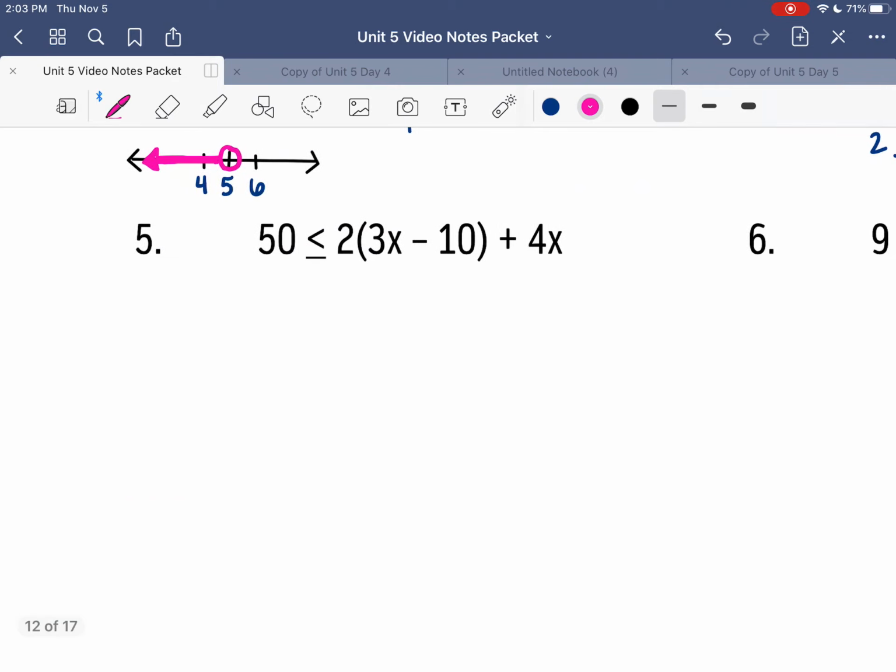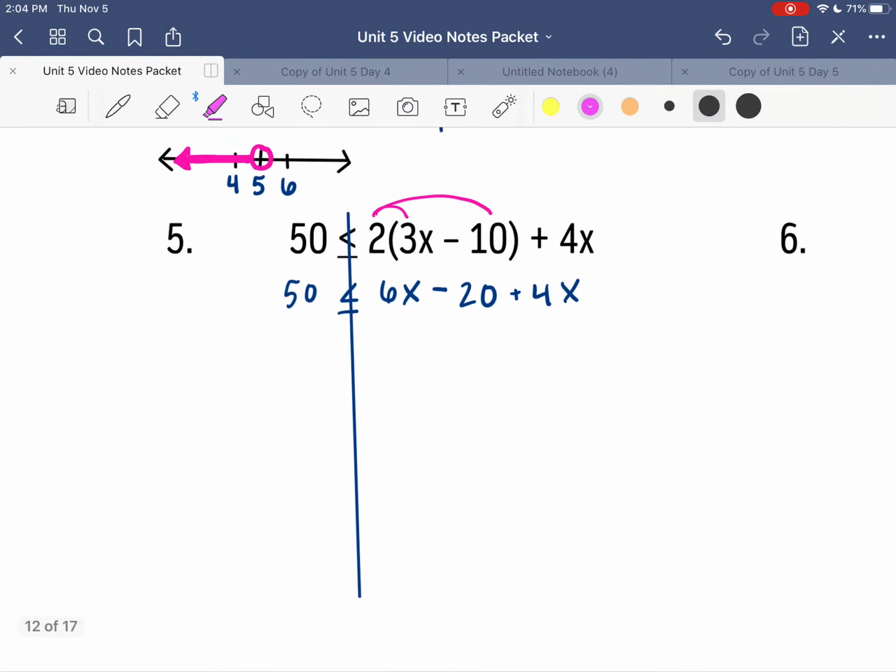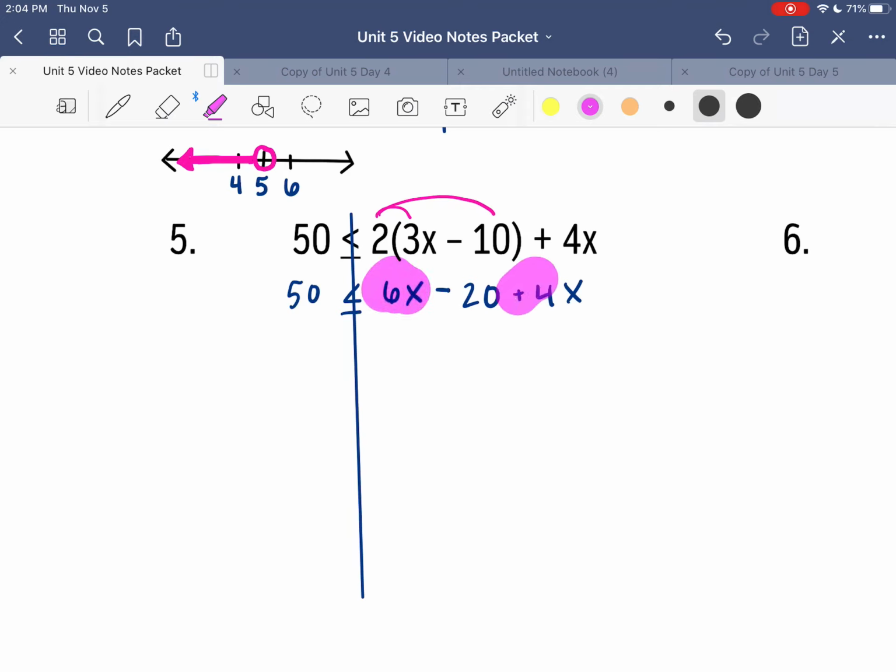All right, number 5, very similar to the last one. Feel free to try it. So I would probably start by distributing. We've got 50 is less than or equal to 2 times 3x is 6x. 2 times negative 10 is negative 20 plus 4x. And just like the last example, I can combine like terms. So on the right side, I have a 6x and a 4x. 6x plus 4x makes 10x.